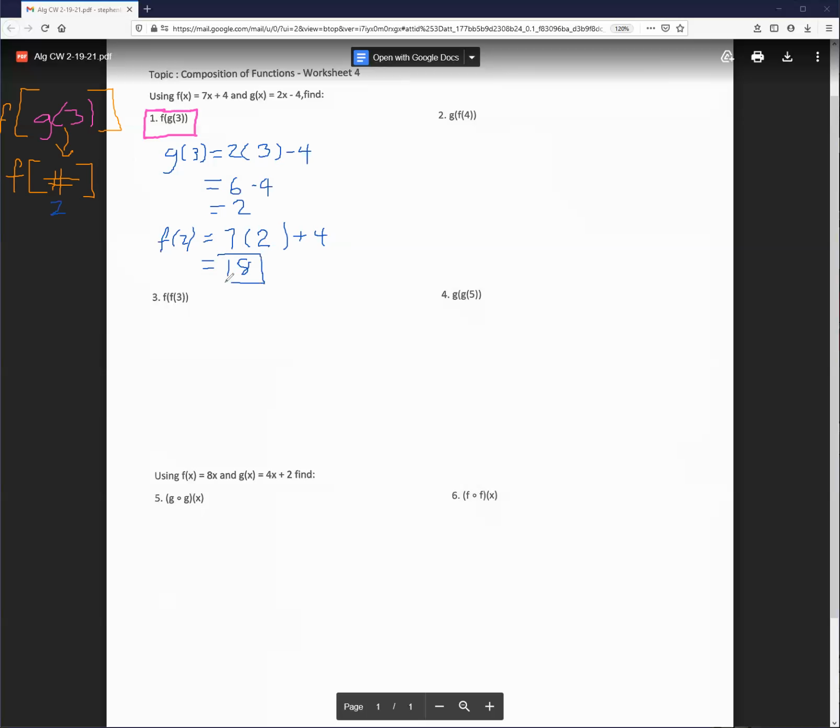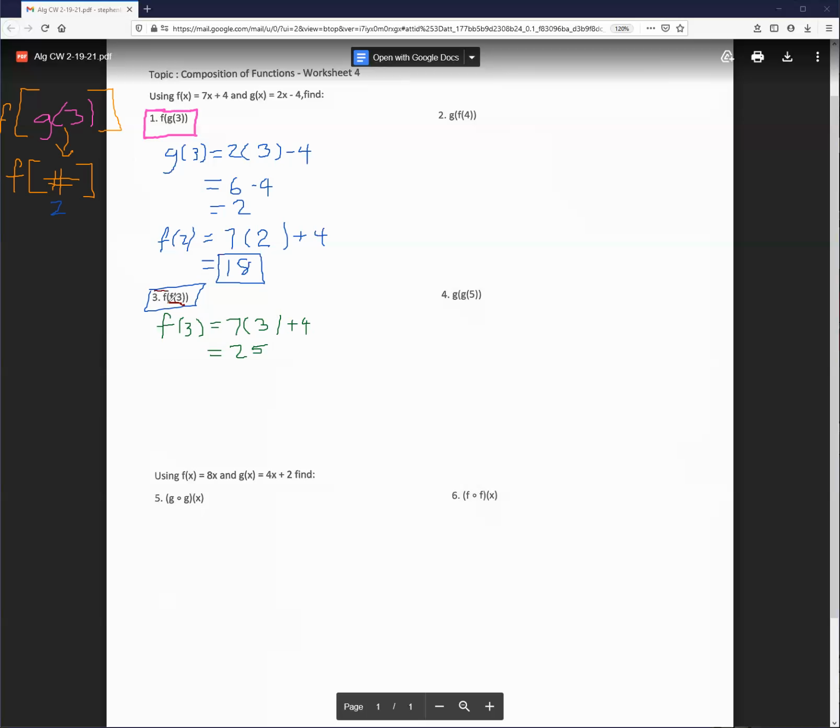And so it's just a two-step process. We're going to feed the first number into the inner letter and then the result into the outer letter. So if we were to look at number 3 here, f of f of 3. Okay, same exact idea. We're going to say f of 3 is on the inside, and f of 3 is 7 times something plus 4, and the something happens to be a 3. 7 times 3 is 21 plus 4 is 25.